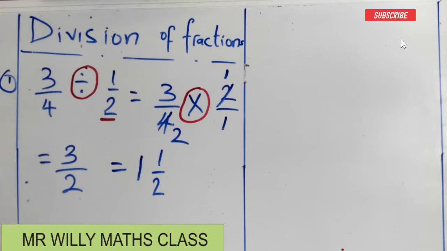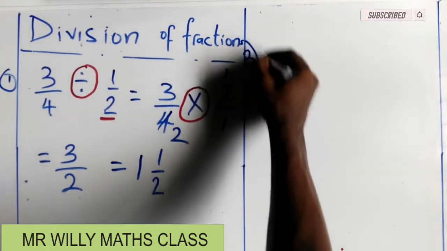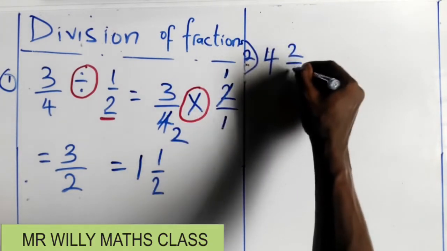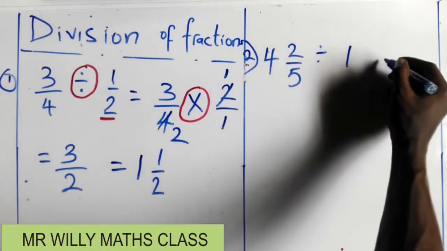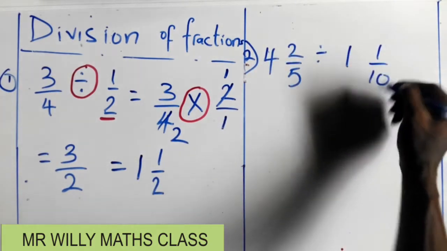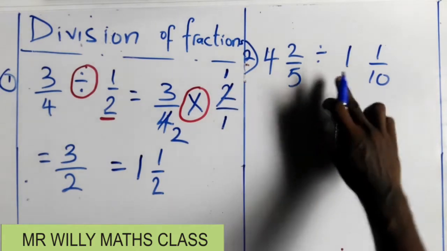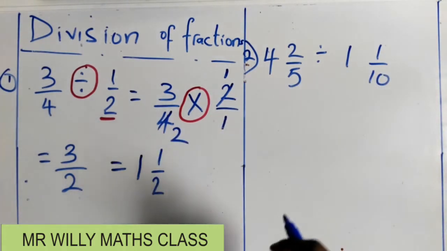Now let's try another question. Let's say that you have something like this. We have question 2. You're having 4 whole number 2/5 divided by 1 whole number 1/10. Now the first step, if you look at this question, we're having 2 mixed fractions. So we want to divide 4 whole number 2/5 by 1 whole number 1/10. The first step is to change the mixed fractions into improper fractions.